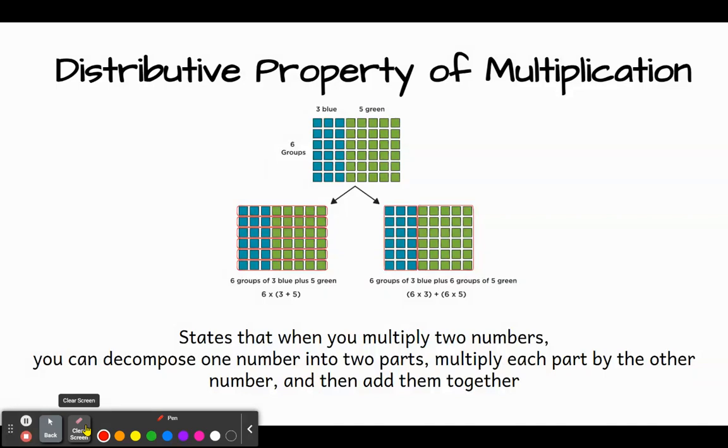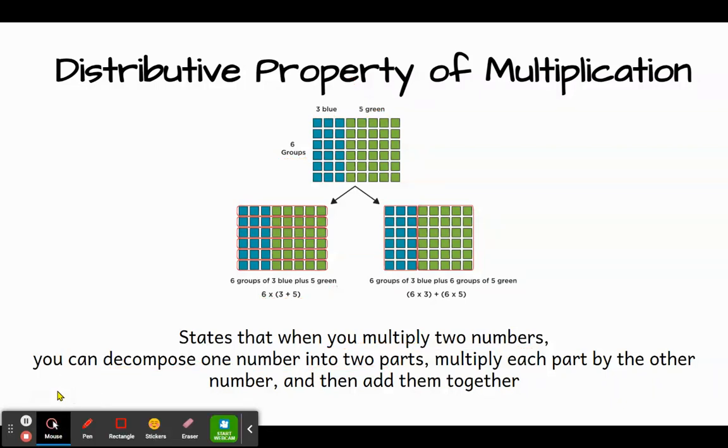So the distributive property of multiplication states that when you multiply two numbers, you can decompose one number into two parts, multiply each part by the other number, and then add them together. So if we have 6 groups of 3 and 5, or if we combine them together, this would be 8. Right? So if we take 6 groups of 3 plus 5, so 6 times 3 plus 5, or we could do 6 times 3 plus 6 times 5, and our product would be the same. The answer would be the same when we combine everything together.